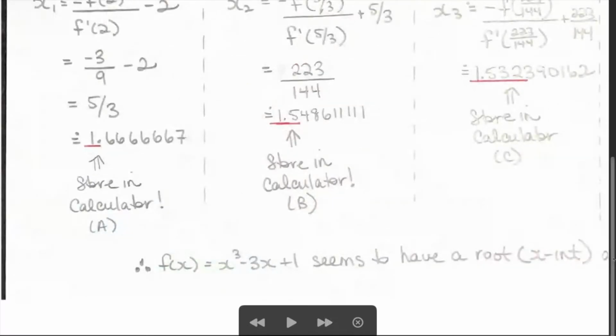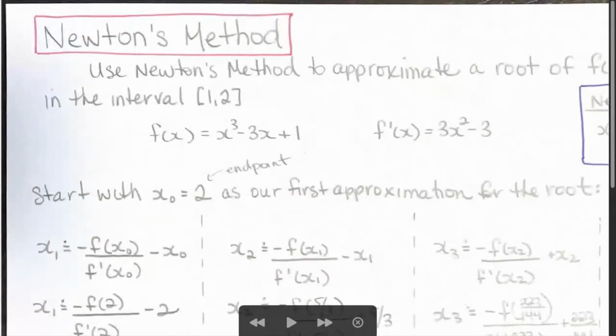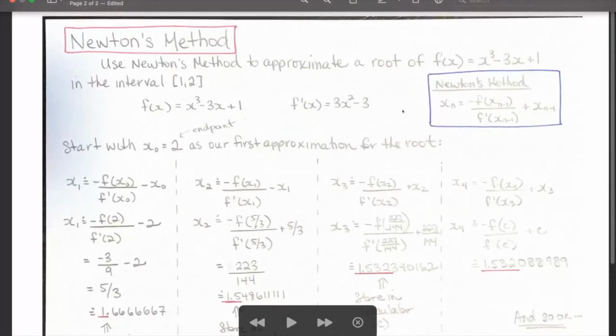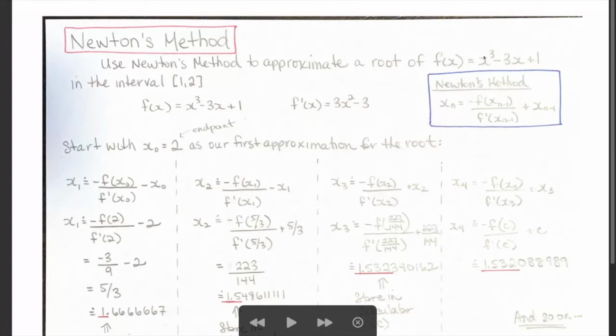In this example, I'm going to look at a function, and this function, I'll just zoom out here, is f at x equals x to the power of 3 minus 3x plus 1. And what I want to do is see if I can find the x-intercept, or the root, of this function on the interval 1, 2. So on the closed interval 1, 2, where is this going to hit the x-axis? And I'm going to use Newton's method to do this.